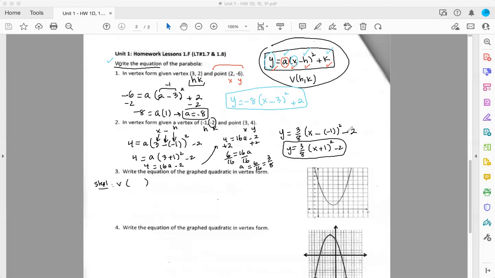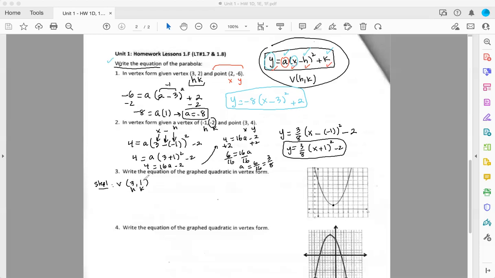Because we're not given the equation, or any information. We're given a shape or the graph. The vertex is this point. Remember, vertex is the lowest or the highest point on the parabola. In this case, it's 1, 2, 3 to the right, and 1 up. So the vertex is 3, 1. That's technically your h, k.